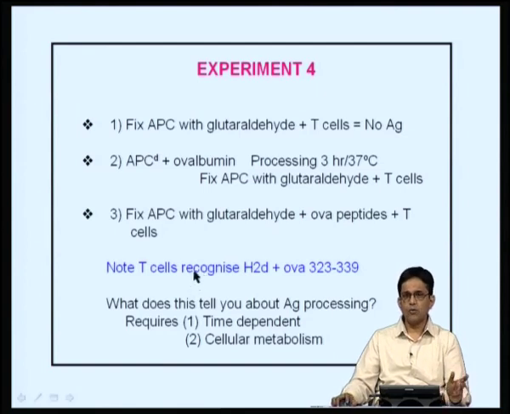Okay. So, what is shown over here is that T cells recognize H2 of D, which is the haplotype, plus this particular 6-mer peptide that is derived from ovalbumin. So, what this tells you is there are two aspects about antigen processing which are important. First, antigen processing is dependent upon time, because if you do it quickly, maybe sufficient peptides will not be generated. Second, it is dependent upon cellular metabolism. So, the cells have to be able to take it up and process these. They have to break it down and then generate this.